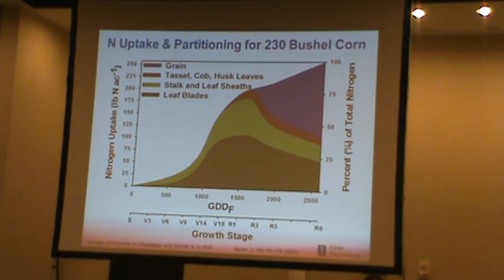Over roughly a three-week period, usually the third week of June to the second week of July, I've got to suck up 150 pounds of N. That's more than 7 pounds of N per day, every day for 21 straight days, to grow 230 bushel corn. And I'm pretty sure it's higher for 300, by the way.